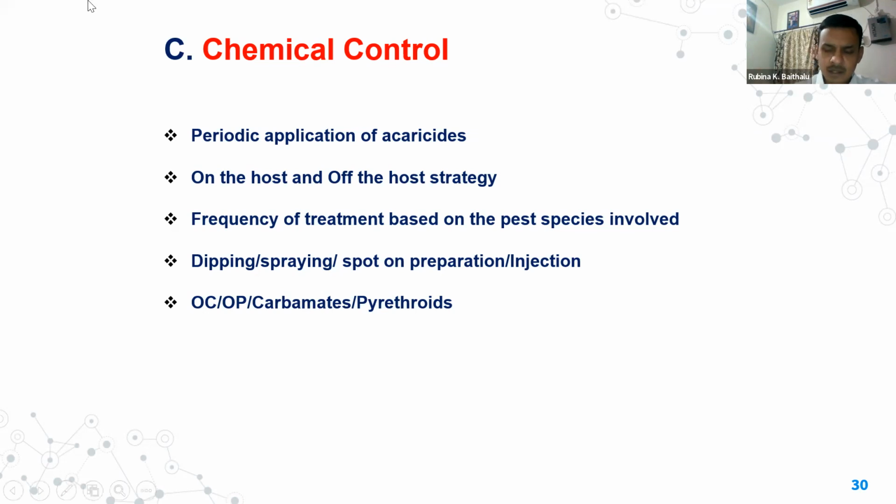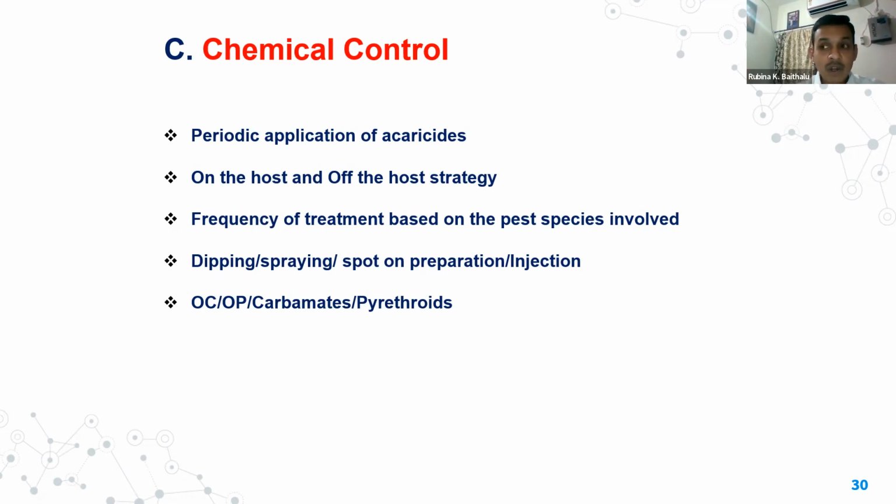But their rampant use, indiscriminate use, and underdosing all lead to development of resistance. So whenever you are using these chemicals, you have to use them judiciously. There should be periodic application of the acaricides. Whenever you are using any acaricide, you should not use it for more than 2 years. You should change it to other classes of acaricide.